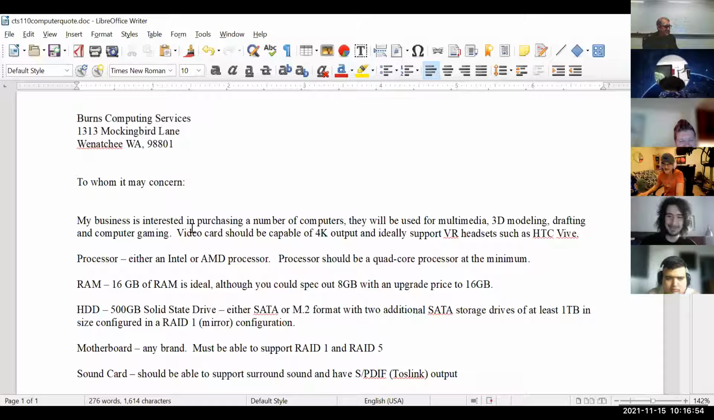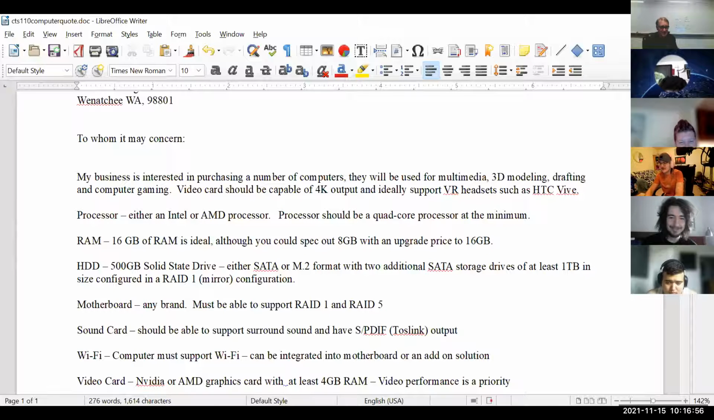Okay, to whom it may concern, we're interested in building a computer, gather supply. So this one, the idea was that we were going to be using it with a VR headset, which is still a good thing to shoot for. VR headsets require pretty good system specs to be able to make them run efficiently.